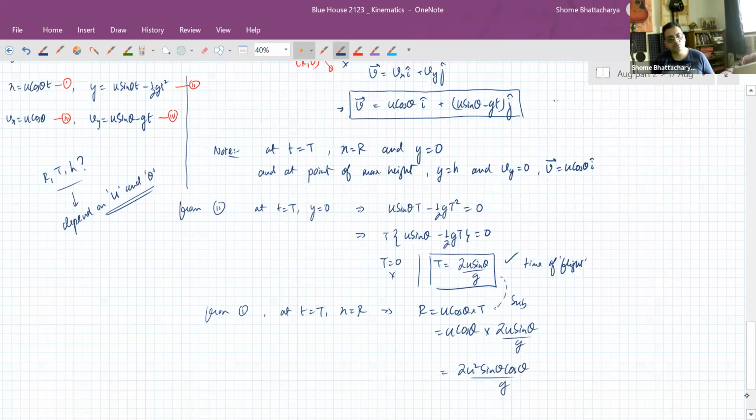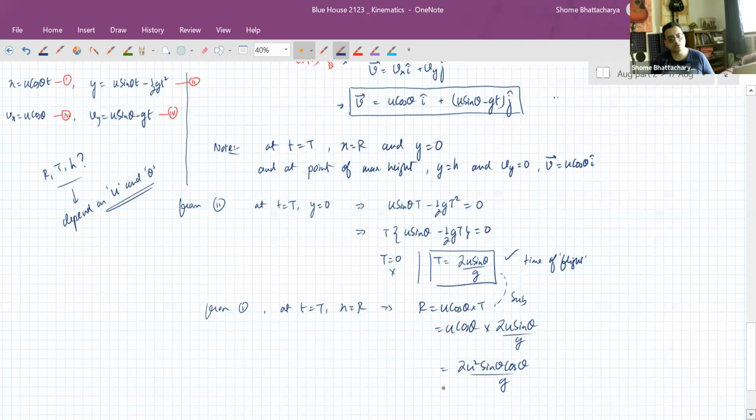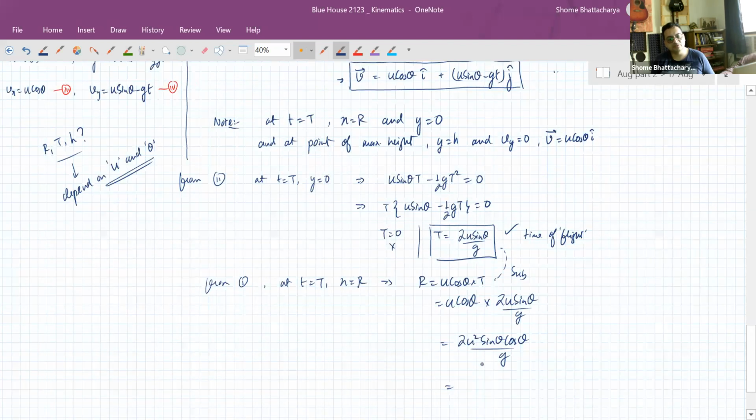You can remember it like this also, but we can use trigonometry to simplify it one more step. 2 sin theta cos theta is sin 2 theta. So as a formula, it becomes like this, that the horizontal range is u square into sin 2 theta divided by g.